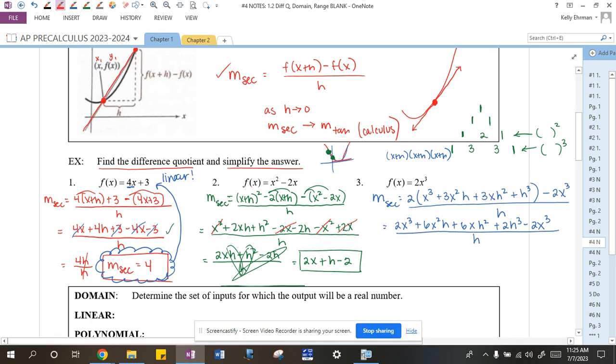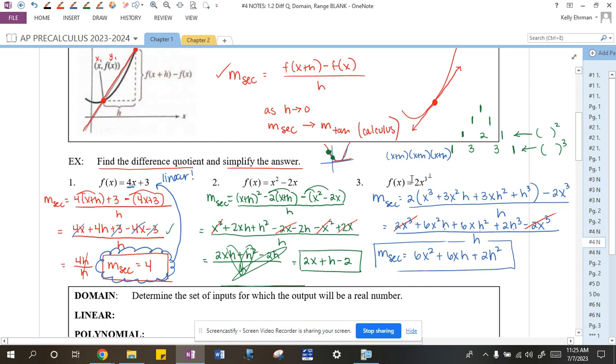So it is working out that 2x cubed and minus 2x cubed canceled. Everything else has an h in it, so it should survive. And then we can divide by h. So my final answer, once I divide everything by h, will be 6x squared, no h, plus 6x times h to the first, plus 2h squared. All right, so that's the slope of our secant line.